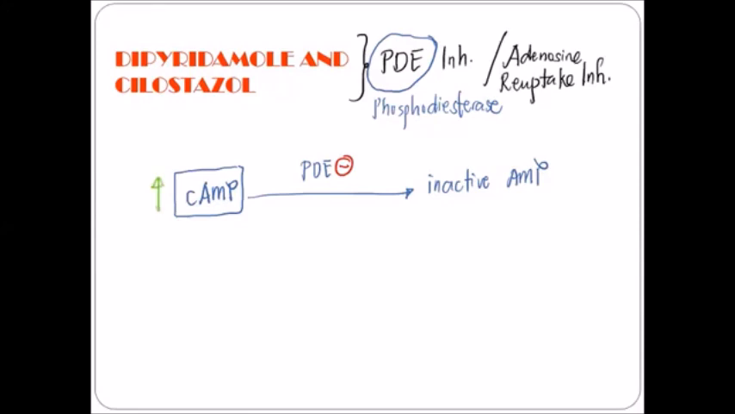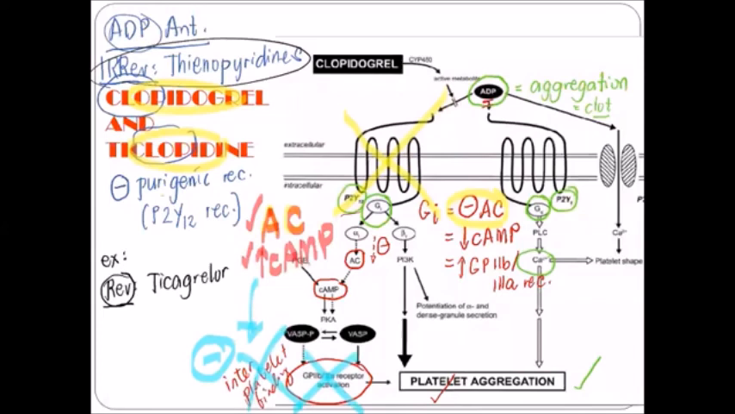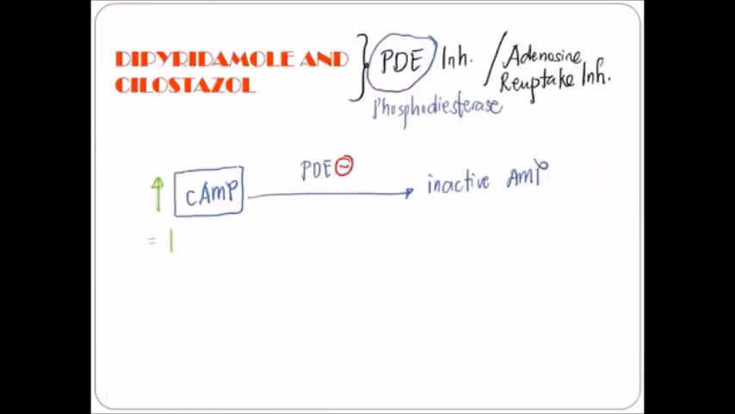What can cAMP do? Remember, kapag mataas ang cAMP levels, ang ultimate effect niyan is less glycoprotein 2B3A activation in the platelets, thus inhibiting interplatelet binding. So pag na-inhibit natin ang interplatelet binding, there is inhibition of platelet aggregation causing bleeding. Kaya nagpapableed ang dipyridamole and cilostazole.